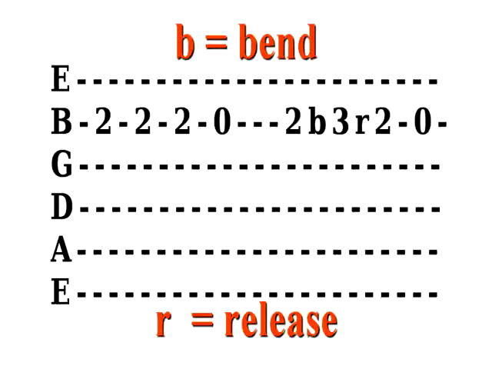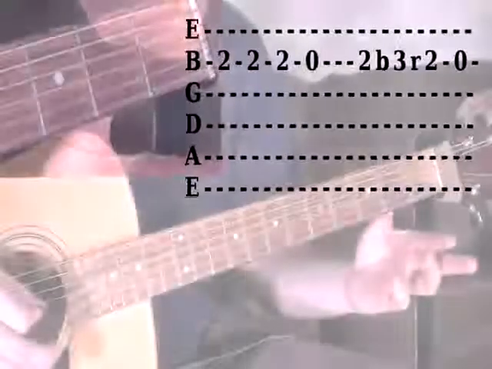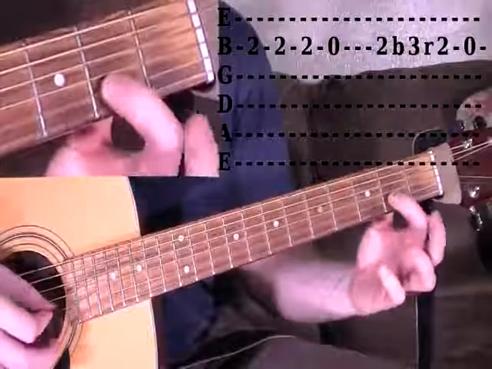The opposite of a bend is a release. In the example shown, we will bend the 2nd fret until it sounds like the 3rd fret, and then we will release the bend so that the note at the 2nd fret can be heard once more. Check it out.